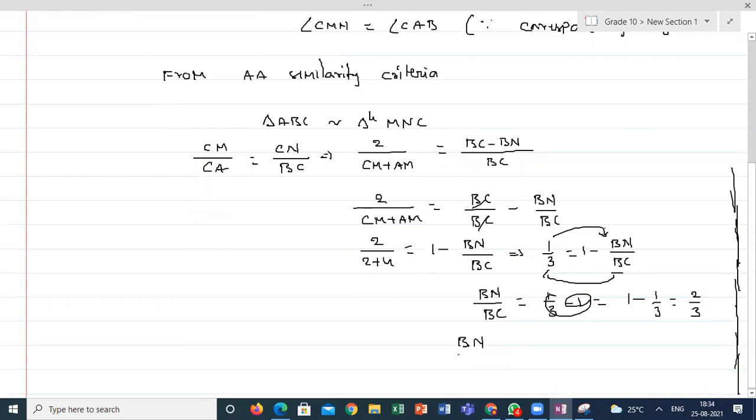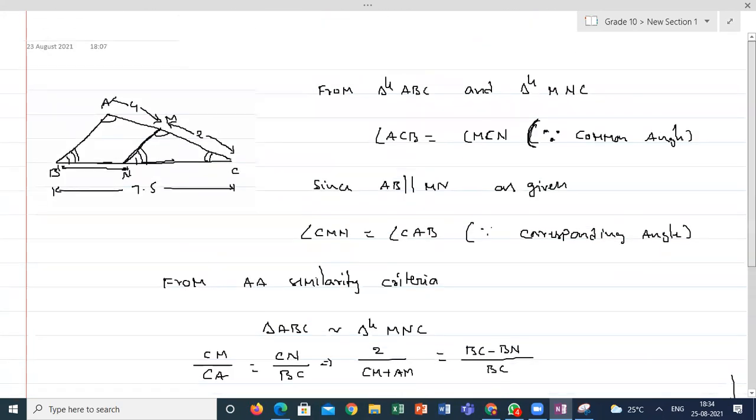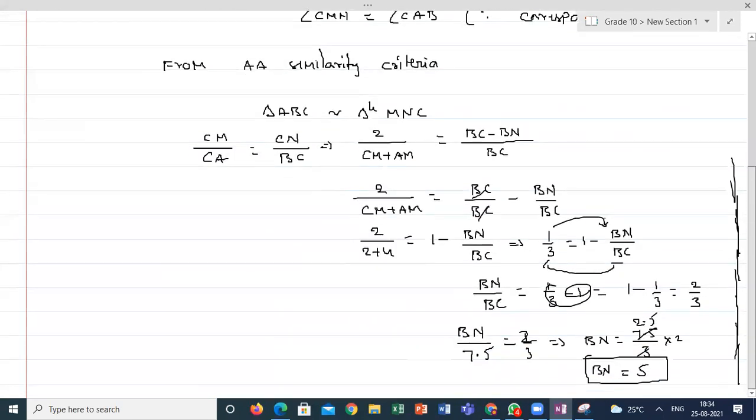So we know BC is 7.5. So from here the value of BN is equal to 2 by 3 into 7.5, which is 5. So BN is 5. This is also one more method, but a little lengthy. If you are able to properly apply the basic proportionality theorem, this is actually simple. Keep the corollary of the basic proportionality theorem in mind, or you have to prove it like this. Hope you understood the importance of better practice.